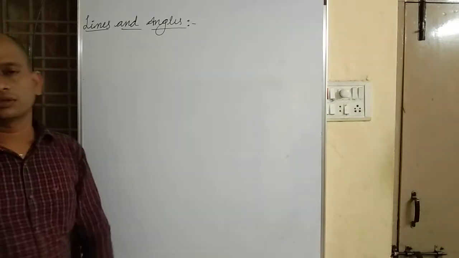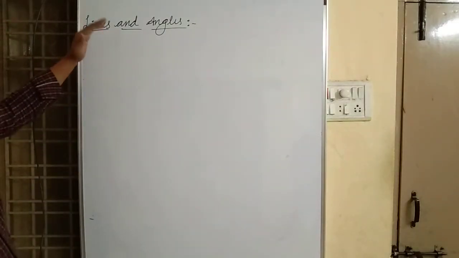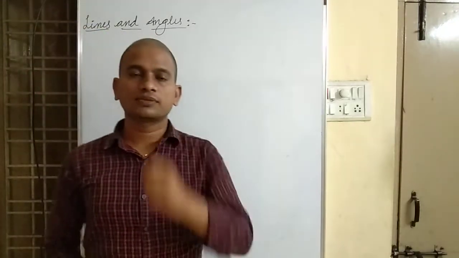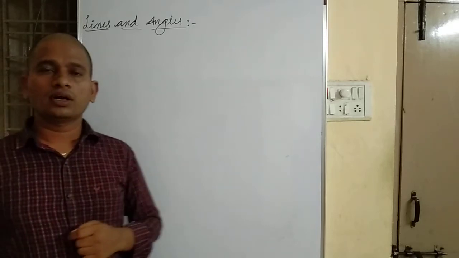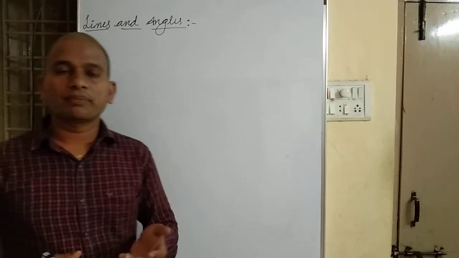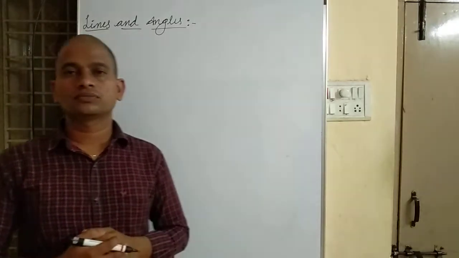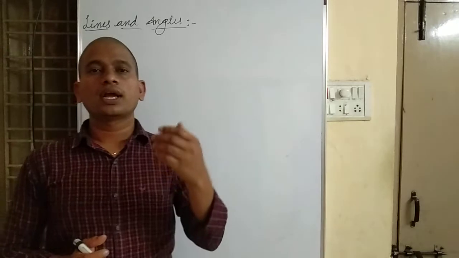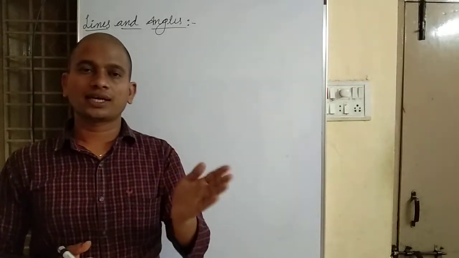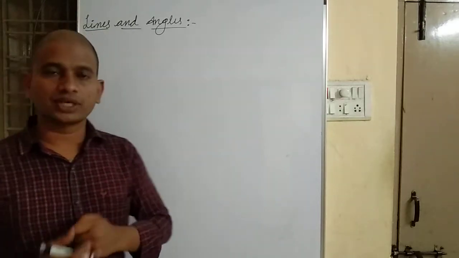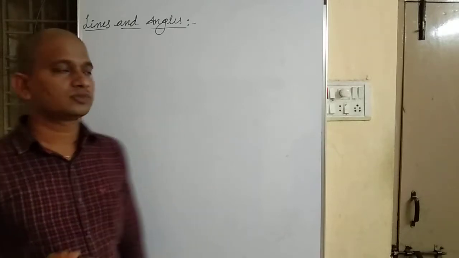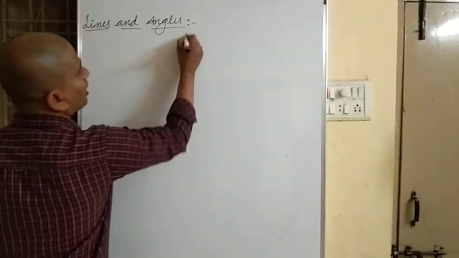And in today's session, we are going to discuss lines and angles. We have learned about lines, angles, line segment, ray, etc. Also, we have learned about angles: acute angle, obtuse angle, right angle, etc. And in today's session, we are going to discuss pair of angles.